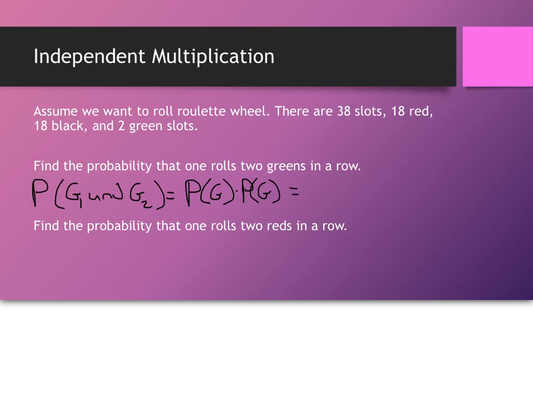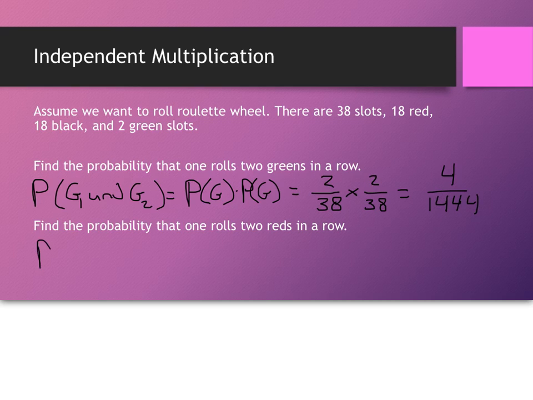Now, how I figure out the probability of green on the first roll is I say, well, on any roll, there's 38 slots and 2 of them are green. So 2 out of 38 is the probability of green on one roll. So if I do it twice in a row, I will have 4 out of 1,444, I believe. Let me check that on my calculator. Yep, I multiplied that right.